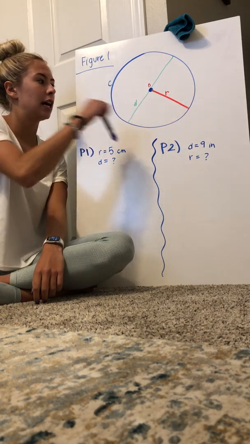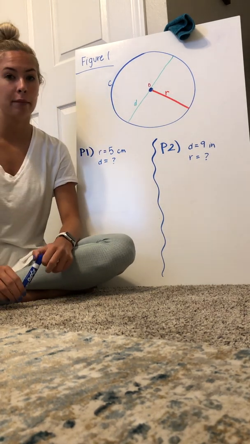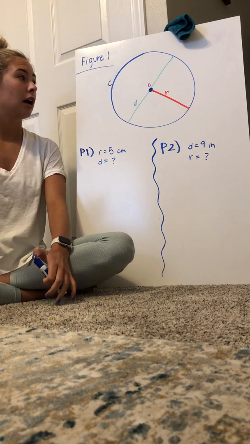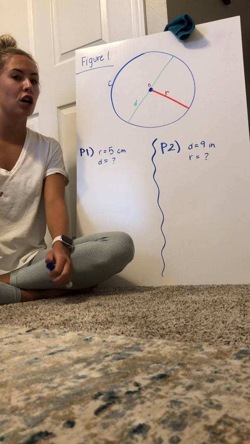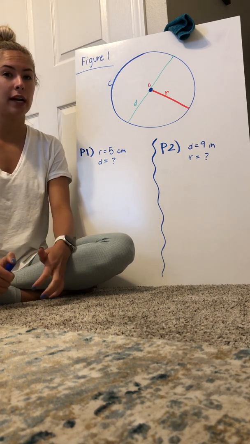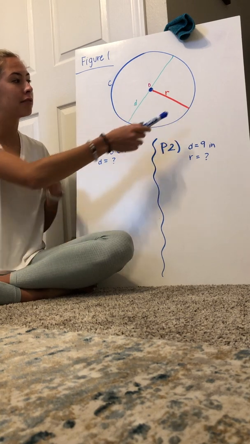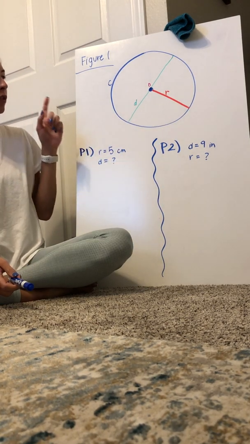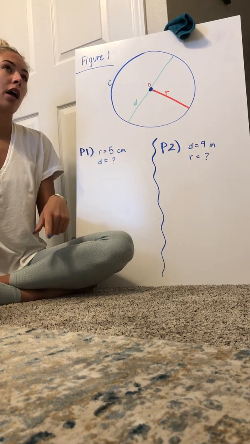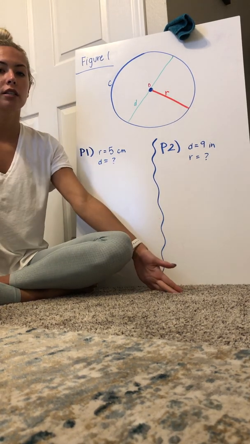Now this bluish green line is labeled D for diameter. Diameter is just a line that cuts across the circle. It goes from one side to the other. It is twice the radius. So notice how radius is just half of the circle, just from the center point to the outside. Diameter is from one point on the outside of the circle directly across to the other side.